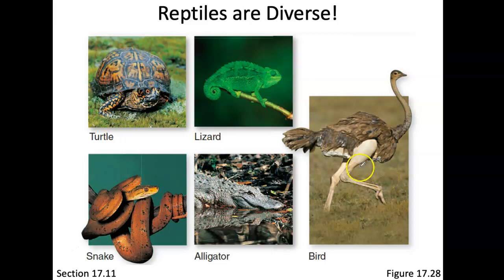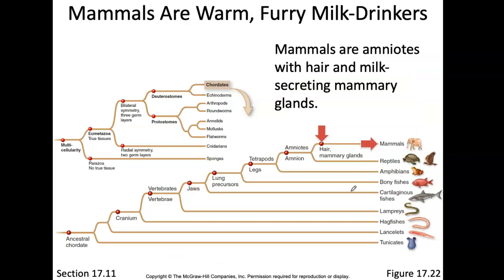Reptiles are really diverse. They're the turtles, the lizards, the snakes, the alligators, all these are laying eggs, correct? And a bird is in this group too. A bird is a reptile. And then we move up from the reptiles into, we had the amniotic sac, and now the last thing is hair and mammary glands into the mammals. So we say that mammals are amniotes. They have an amniotic sac with hair and milk-secreting mammary glands, and that makes you a mammal.